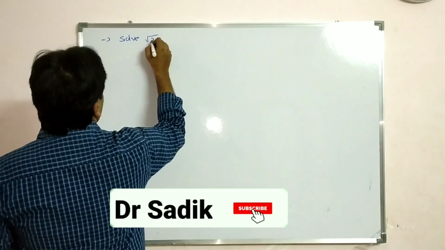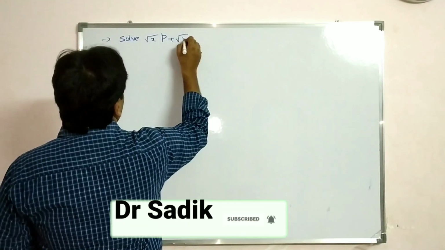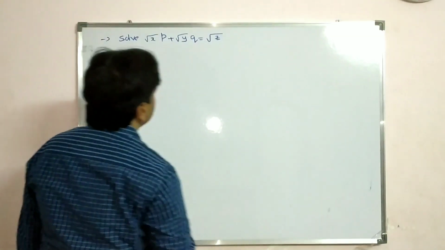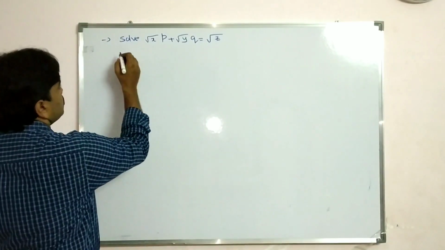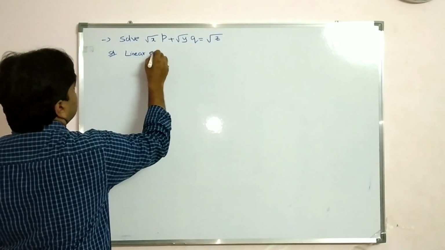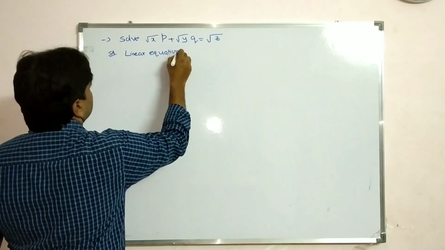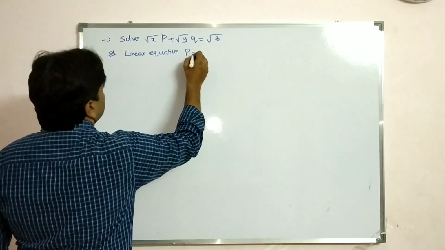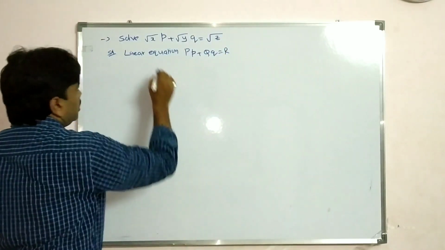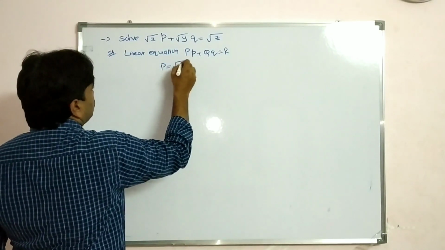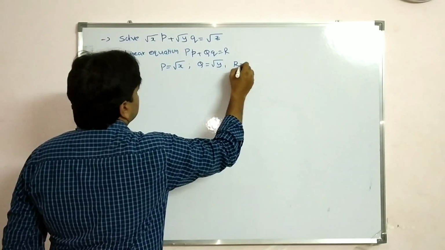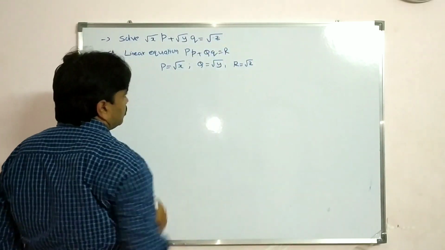Solve root x p plus root y q is equal to root z. Now the solution, linear equation, capital P small p plus capital Q small q is equal to r, students. Now compare these two. Capital P is equal to root x, capital Q is equal to root y, and capital R is equal to root z.